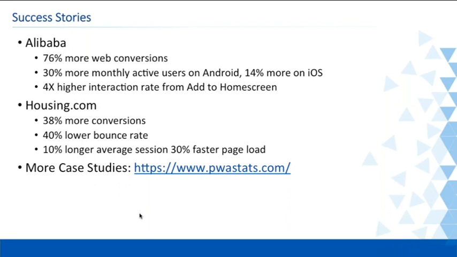Even for housing.com, they had more conversions and lesser bounce, because as we discussed earlier, if the app takes more than 3 seconds to load, 53% of users would close the app. But now, since it is light and fast, and the shell app appears immediately to the user, people will stay more. They won't close the website before it loads. So you have a lesser bounce rate, almost 10% more session time, and 30% faster page loads. There are a lot of other case studies available on pwastats.com, so you can view all of them there.